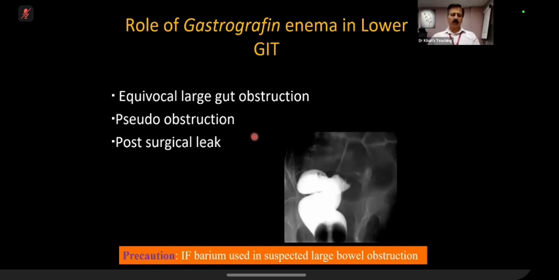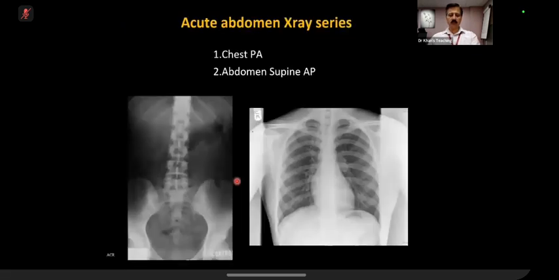Now, as far as large bowel obstruction is concerned, for equivocal large bowel obstruction, you can use gastrografin. For pseudo-obstruction, I will tell you what pseudo-obstruction is, again, you can use gastrografin. For post-surgical use, you can use gastrografin. Post-surgical is a very important thing. Never use barium once again. So please remember it like this: if you are worried that the contrast might go out of the lumen, don't use barium. That's the take-home point. What is pseudo-obstruction? I'll come back to this.